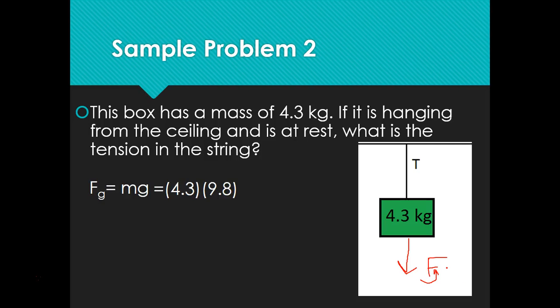So the weight is 4.3 times 9.8, and that'll be equal to 42.14 newtons, and T is equal to Fg. So the tension is equal to 42.14 newtons, so that is our final answer.